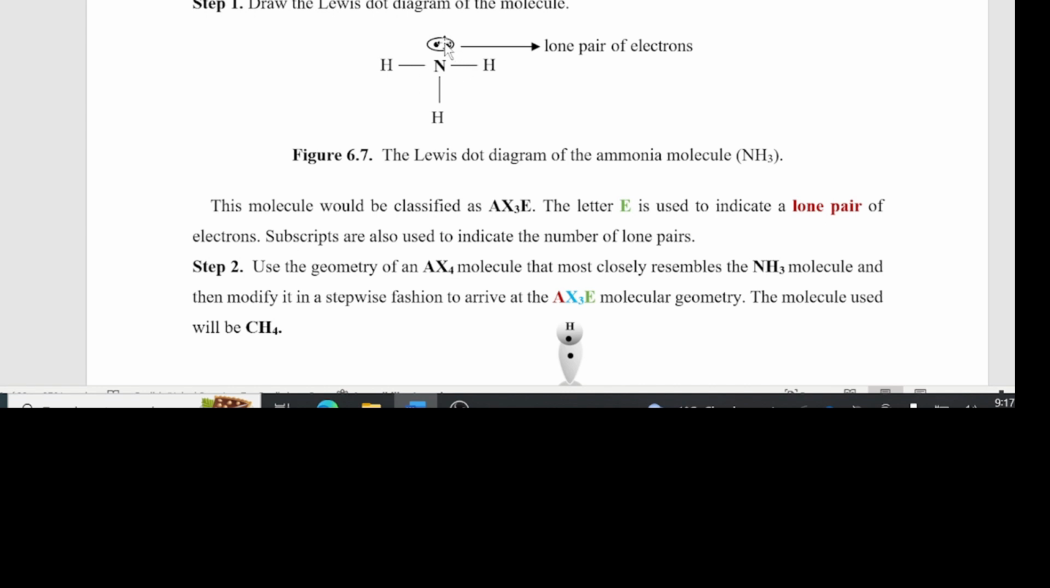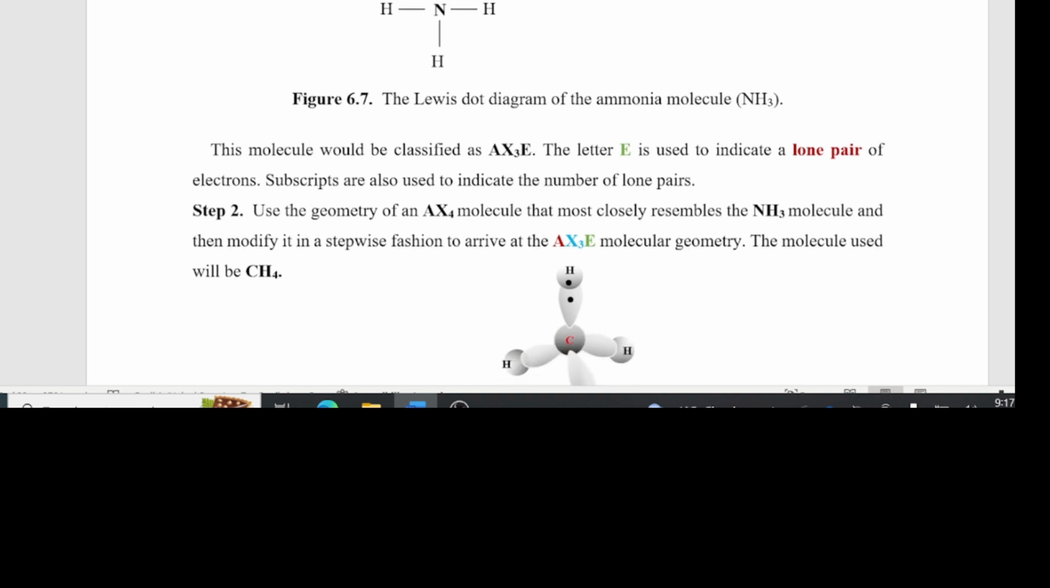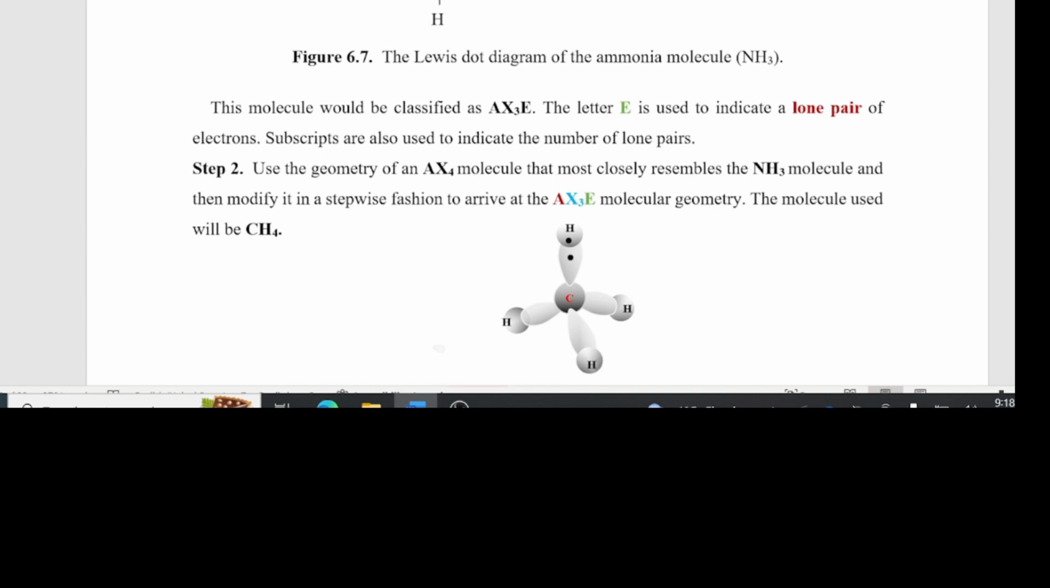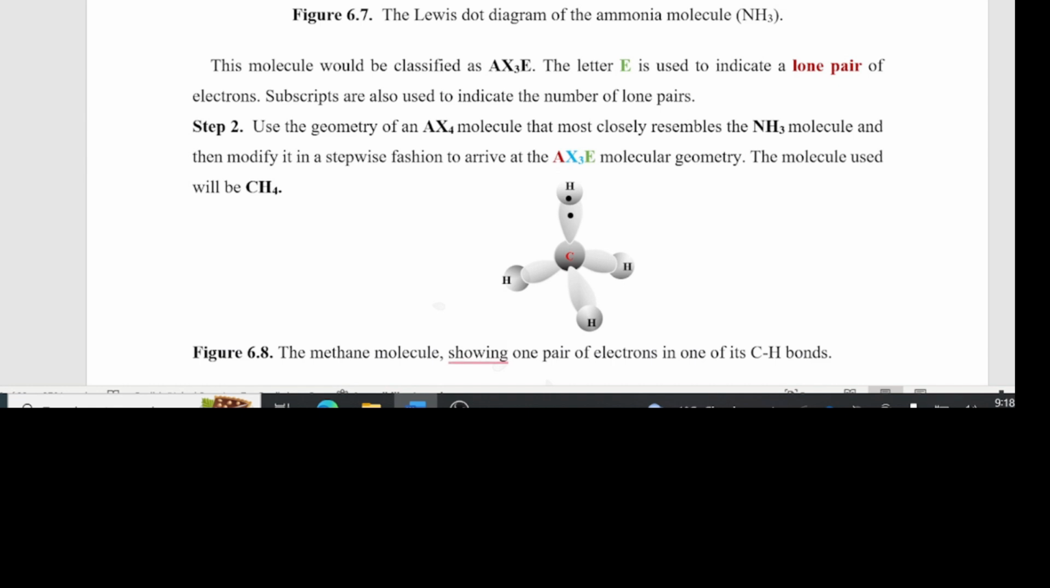But now, because of this lone pair here, you have to indicate that there's a lone pair, since lone pairs are also essential in determining molecular geometry. So it says AX3E. Next, we'll try to determine the molecular geometry and the arrangement of the electron pairs around this molecule. Well, what will you do from first principles?